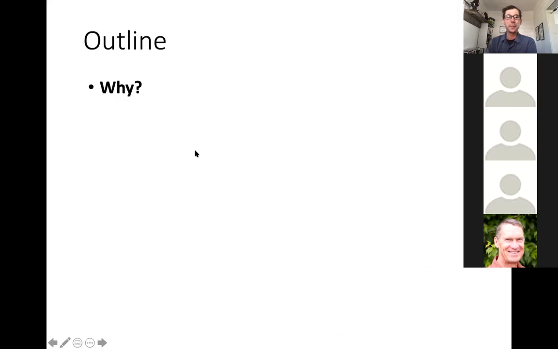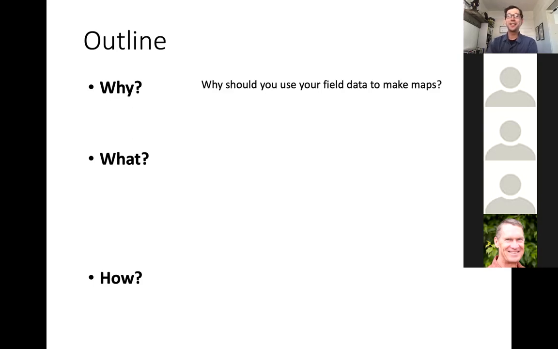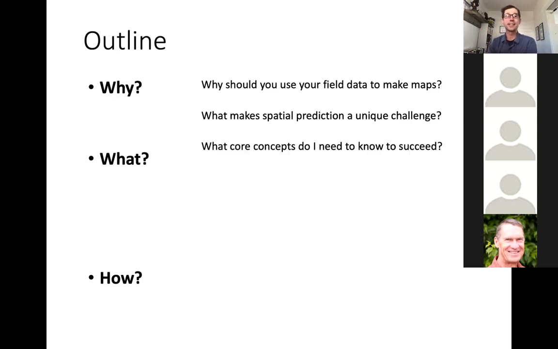Okay. So today's outline is very similar to the other webinars I've done. Roughly it's going to go why, what, and how. The questions I'm going to try and answer are these. So why should you use your field data to make maps? Why should you try and extrapolate from your field sites to the broader landscape? We're going to talk a little bit about the challenges that are involved in there. What makes spatial prediction a unique set of challenges?